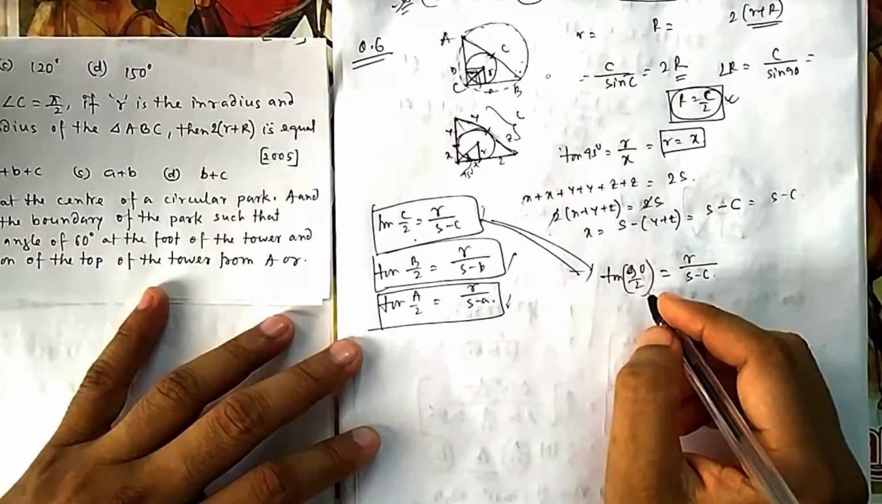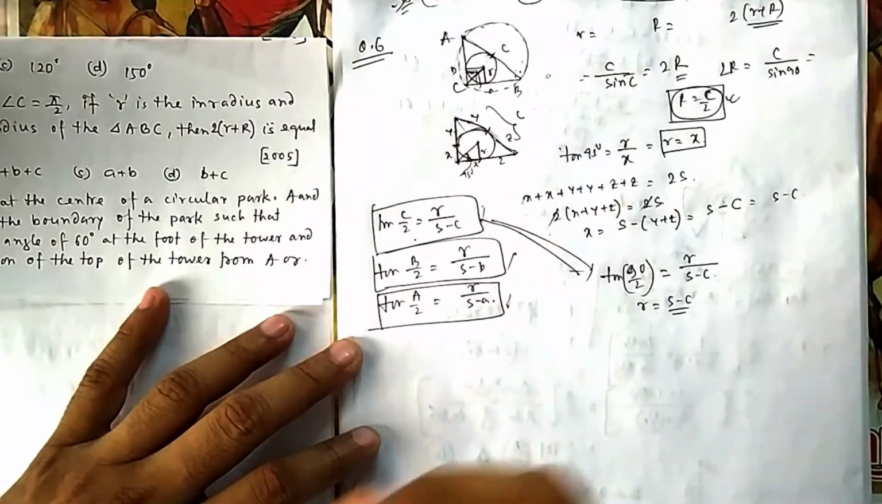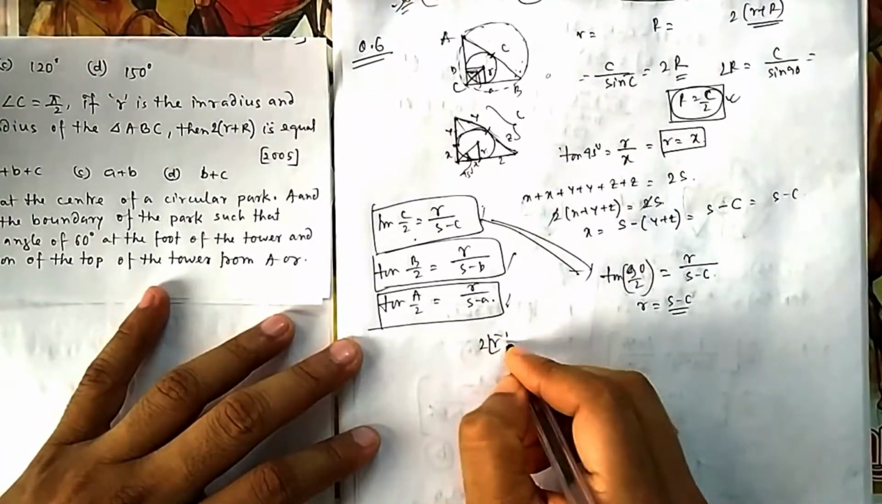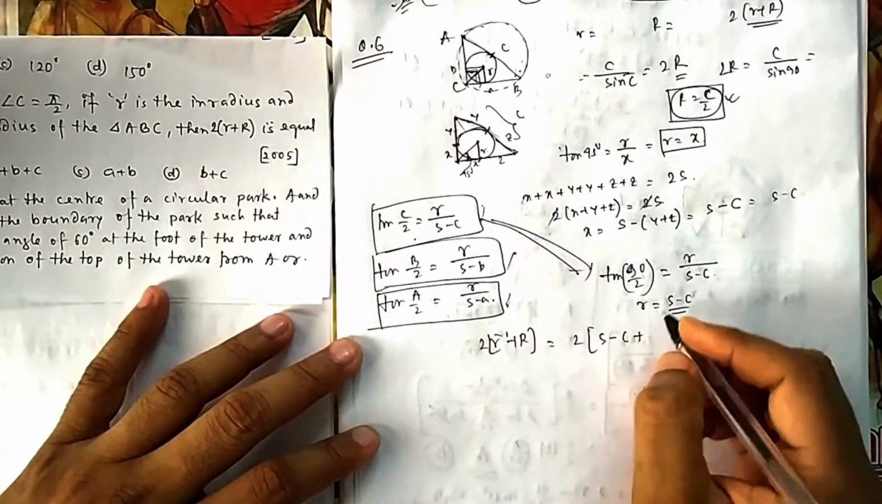So if you do this one, it will be your r is equal to s minus c. Now what did they ask you to find? They asked you to find 2 into r plus R. Just replace this value. So 2 into what is r? S minus c. What is capital R?